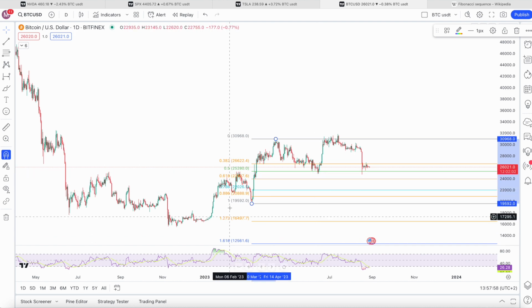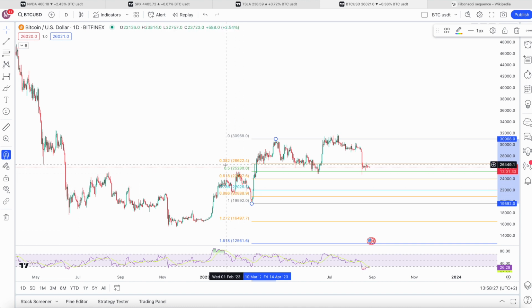Now, why am I using those numbers? As I told you, the 1.618 is the golden ratio. The 1.272 is the square root of the golden ratio. The 0.618 is the golden pocket, which is also derived from the Fibonacci sequence. The 0.786 is the square root of the golden pocket. And then the 0.886 is the square root of 0.786.